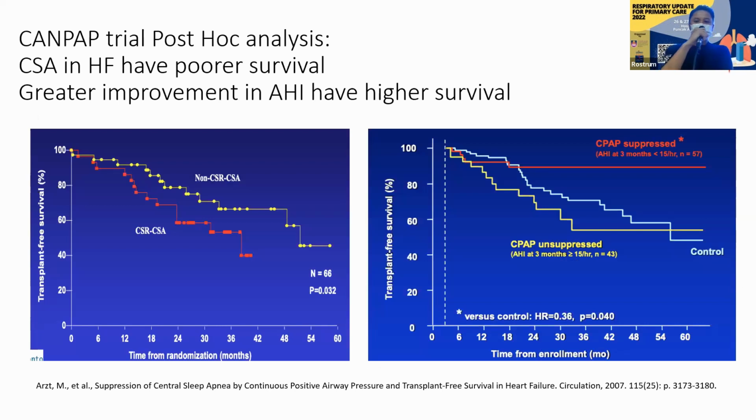So, based on the post-hoc analysis of the CANPAP trial, patients with central sleep apnea in heart failure have poorer survival than those who did not have central sleep apnea. Despite being on CPAP therapy during the trial, some did not manage to achieve a suppressed apnea-hypopnea index of less than 15, and this group has a poorer prognosis. This suggests that other types of positive airway pressure are needed to manage sleep disordered breathing, particularly in heart failure.